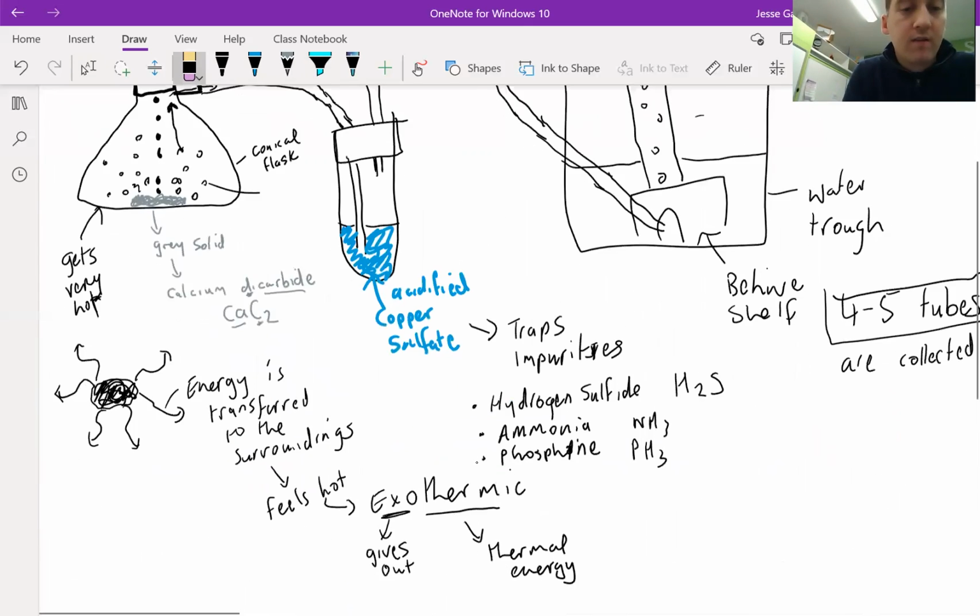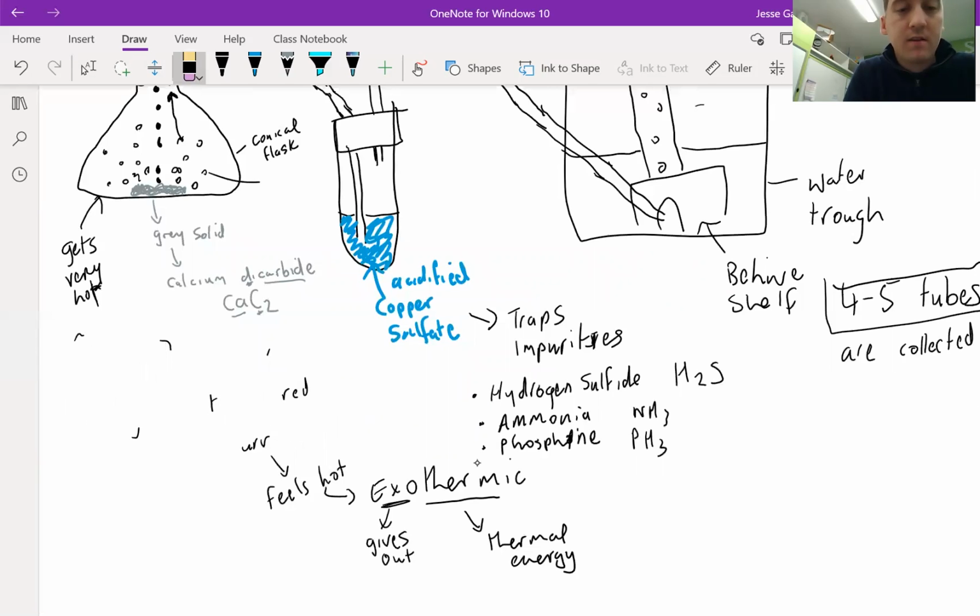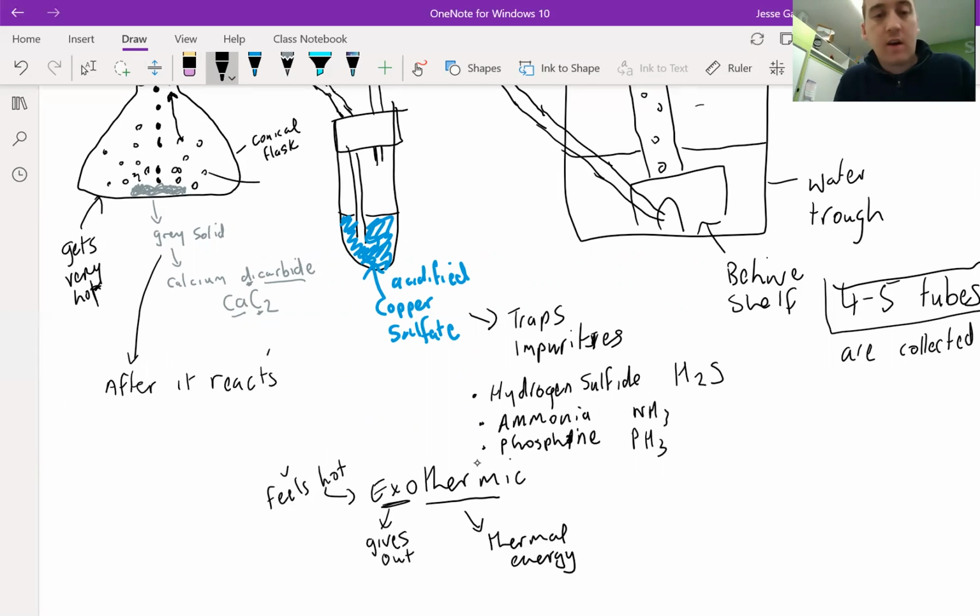So over here, I'm just going to get rid of this for a second, make some more space here. The gray solid is the calcium dicarbide. But after it reacts, it turns into a white foam. This is calcium hydroxide, Ca(OH)2. So some of the atoms from the water molecules on top are displacing the carbon molecule.